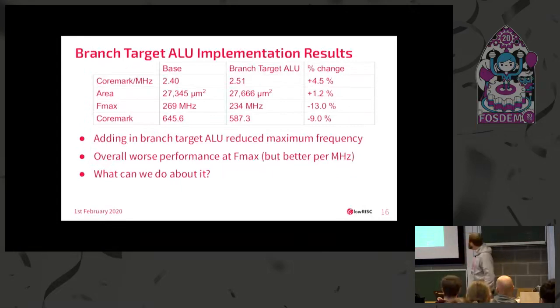So here are the results of implementing the branch target ALU. I've just put the CoreMark results in, but you'll see some mbench results later. And CoreMark per megahertz, well, that's gone up by about 4.5%, which is what we expected. Great. Area has increased a little bit, but not too much. Great. The problem here is we've just lost some frequency. So our Fmax, the maximum frequency that our core can run at, has gone down by 13%. So actually this means overall we haven't necessarily increased performance, because our maximum frequency has just gone down. So our CoreMark per megahertz has gone up, but overall we end up with a lower CoreMark result. We end up with a slower core.